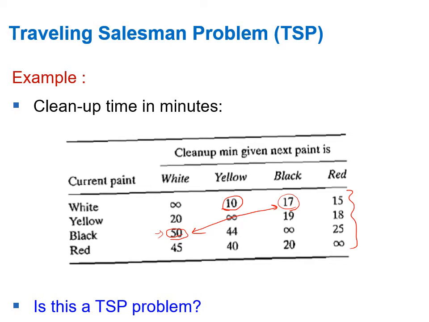And the question, is this a TSP problem? And of course, yes, it's a TSP problem because we need to start from one of these colors. Then we need to make the production. We need to find the colors at each step. And at the end, we will return back to the starting color. Although we are talking about changing of the batches, changing of the colors, we are not talking about visiting cities, but the idea is the same, and this is a TSP problem.